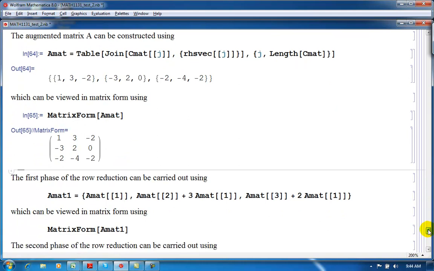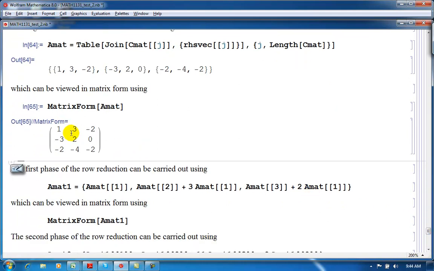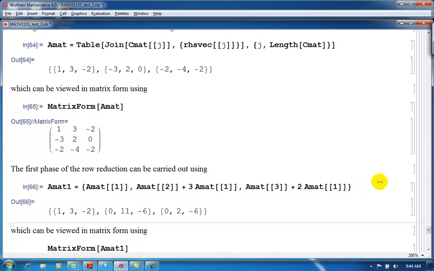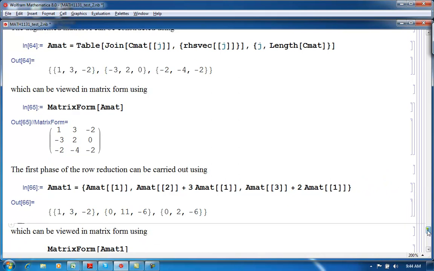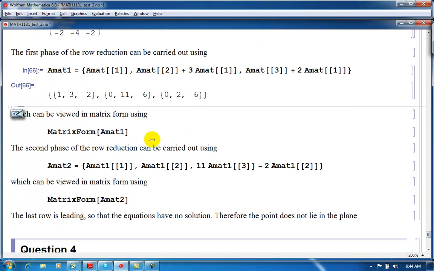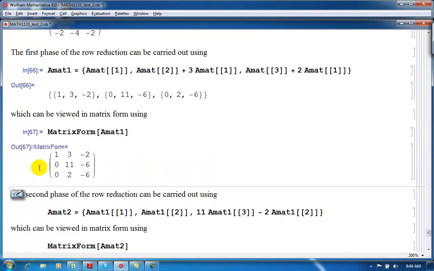And so now to proceed further, we do the row reduction. So we want to get zeros here and here. So we do that by adding 3 times the first row to the second row and adding twice the first row to the third row. So that will be done using that. And we can view that in matrix form, like so, using that. And we can see that indeed we've got zeros here.